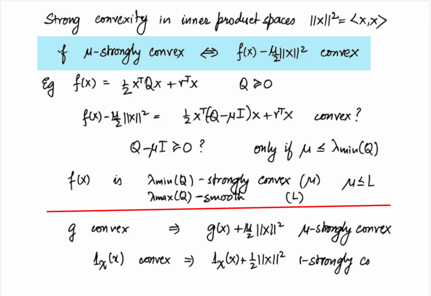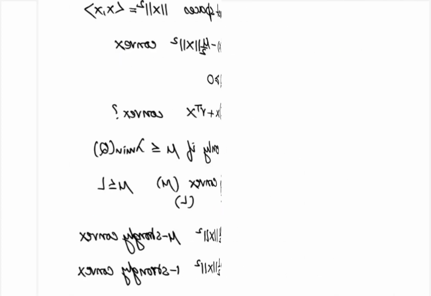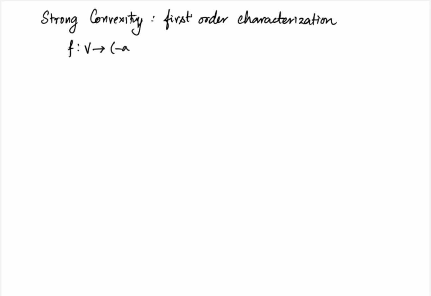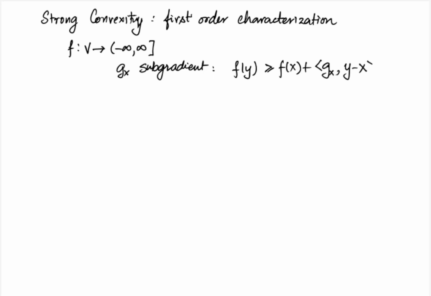So far we did not say anything about the function being differentiable or smooth, and all the properties were specified without using the gradient. The first order characterization of strong convexity is possible through the use of subgradients. So let's see what subgradients are. Recall that for an extended real valued proper closed function which is convex, a subgradient g of x is a vector that satisfies the first order condition f of y is greater than or equal to f of x plus inner product of g of x with y minus x, where g of x is the subgradient.